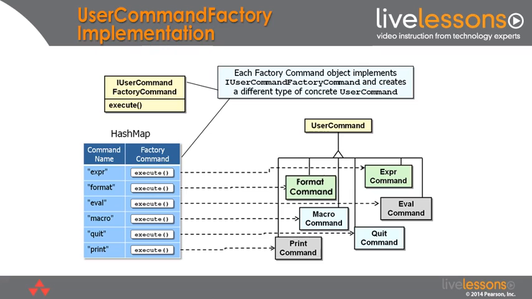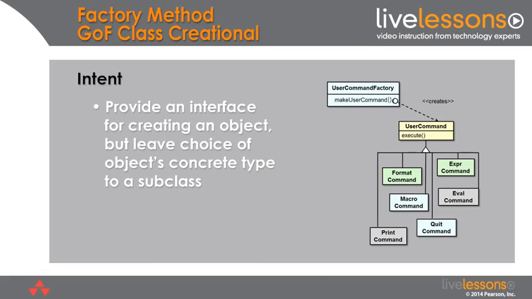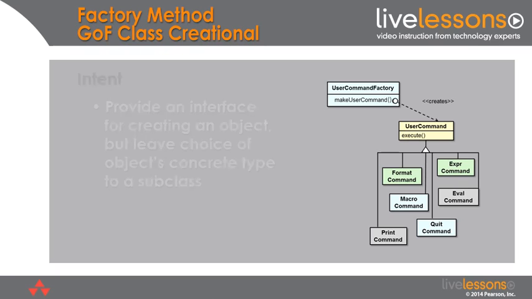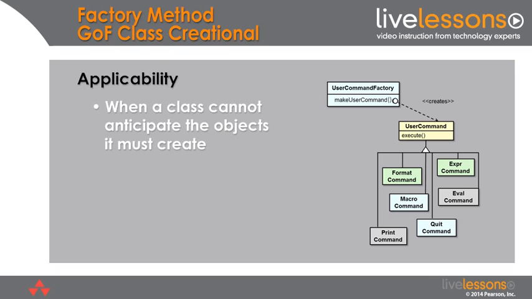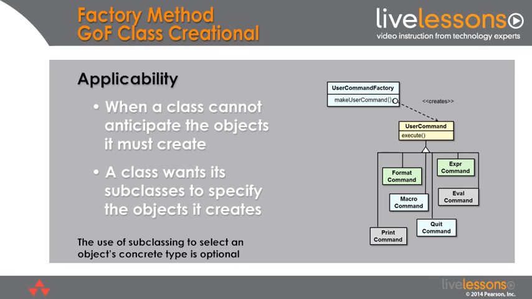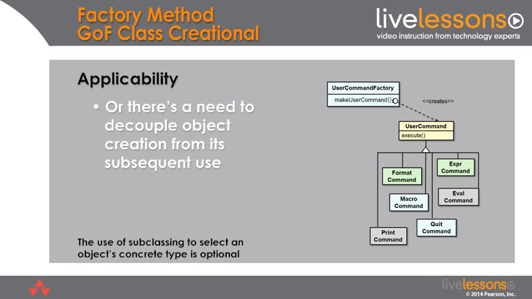It's a nice, clean way of being able to handle extensible factory operations by applying the command factory and the command pattern. The way in which we organize these various roles and responsibilities corresponds to a variant in the Gang of Four factory method pattern. The intent of this pattern is to provide an interface for creating an object, but leave the choice of the object's concrete type to something else, for example, a subclass. You should consider applying this particular pattern when a class can't anticipate the objects it must create, a class wants its subclasses to specify the objects it creates, or, in general, there's a need to decouple object creation from use.